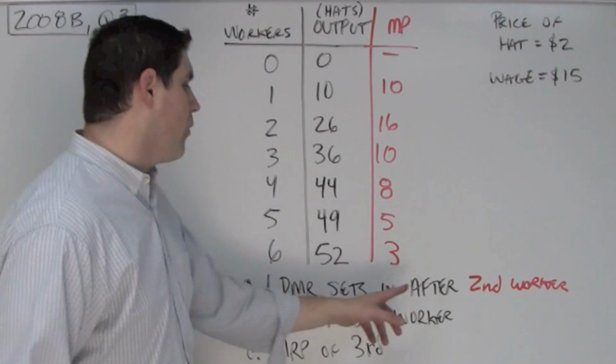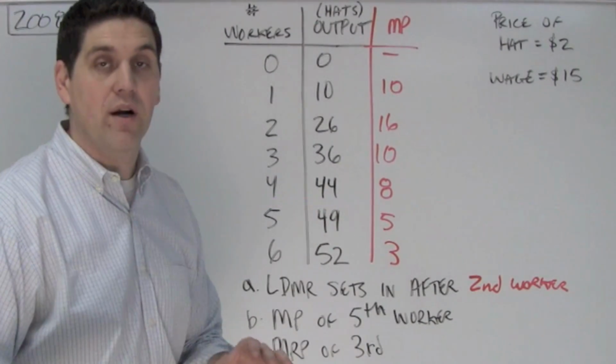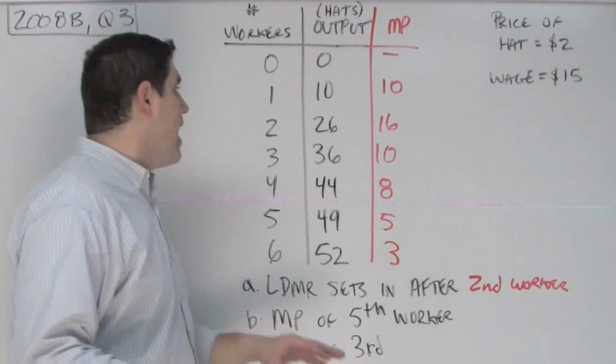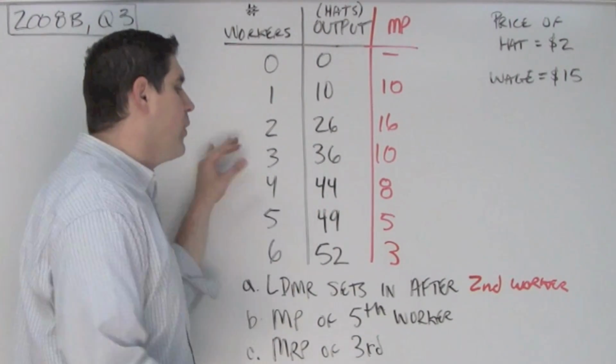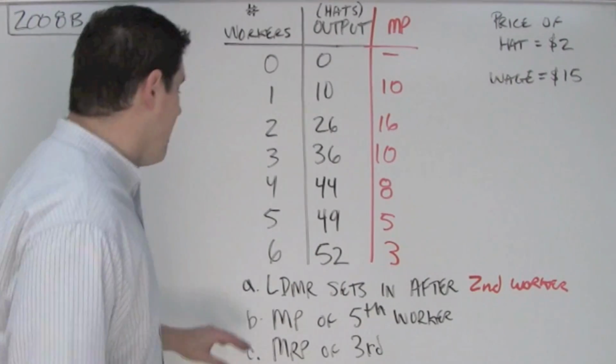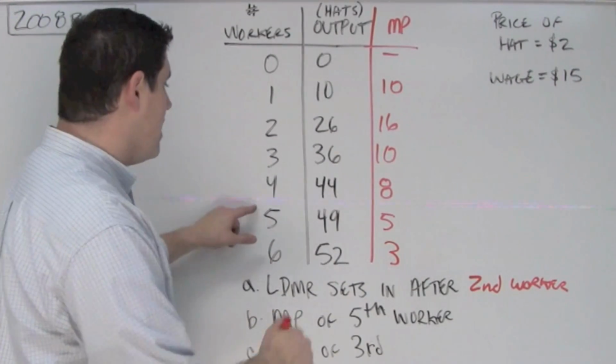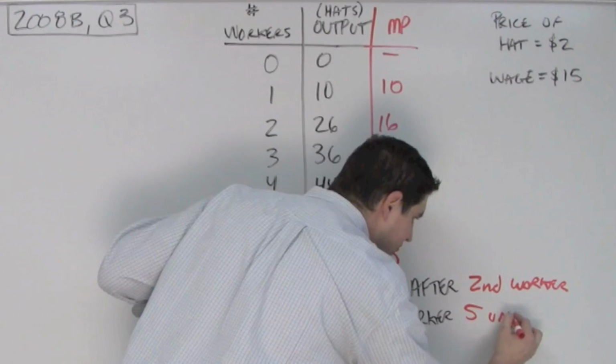Now make sure you watch out for the word after. Sometimes it'll say with which worker does diminishing marginal returns set in, and you'd say with the third, but in this situation it's after, so it's after the second. Now the marginal product of the fifth worker, we already calculated, it must be 5 output, or 5 units.